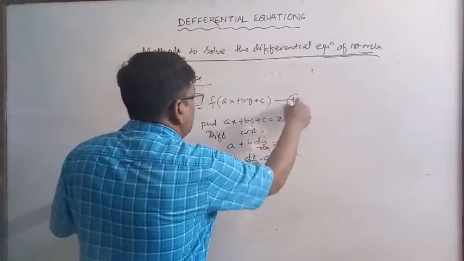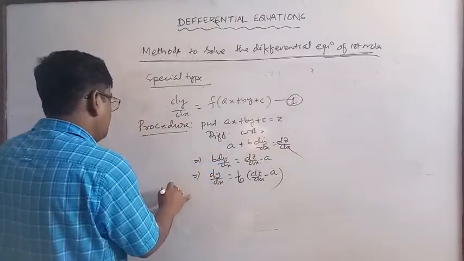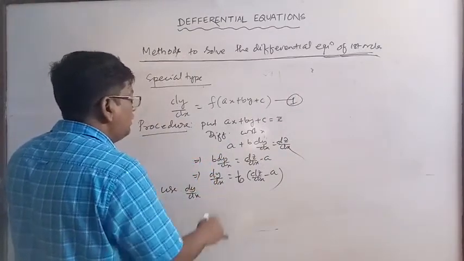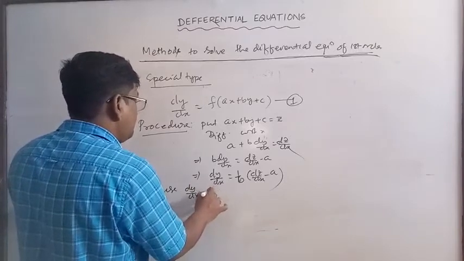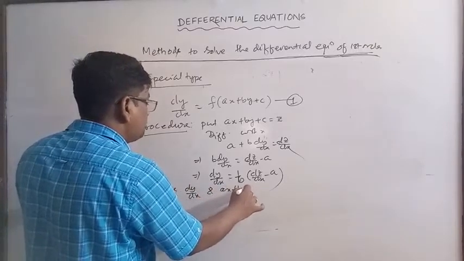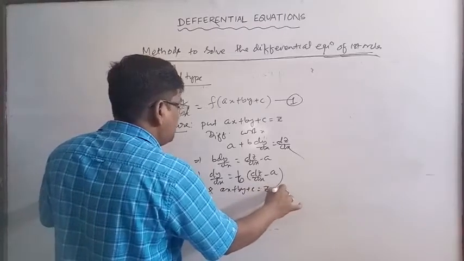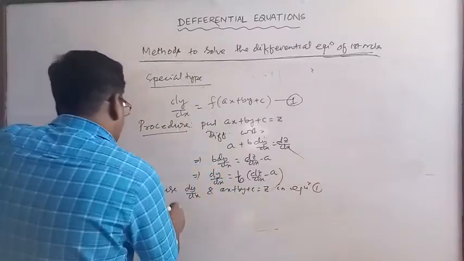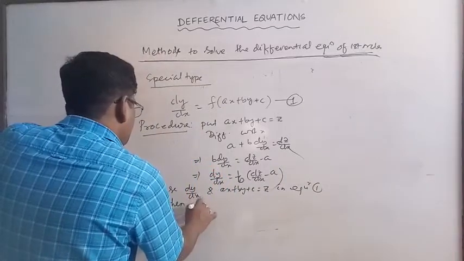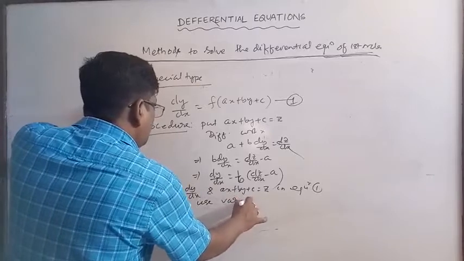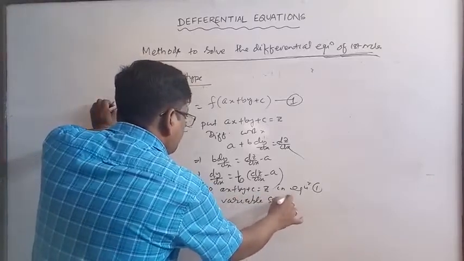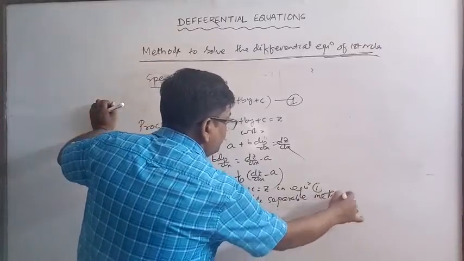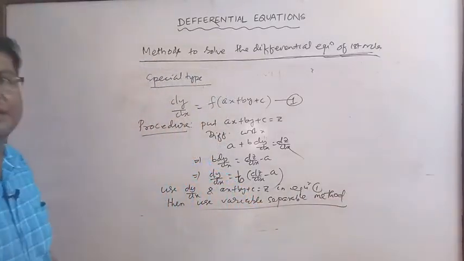This is equation 1. Use dy/dx in the equation, and ax + by + c = z in equation 1. Then make the variables separable, then use the variable separable method.